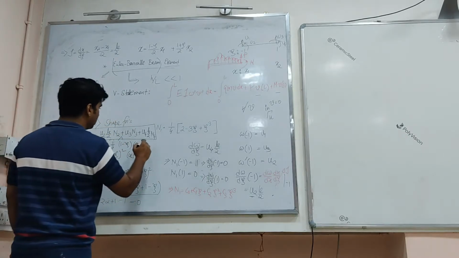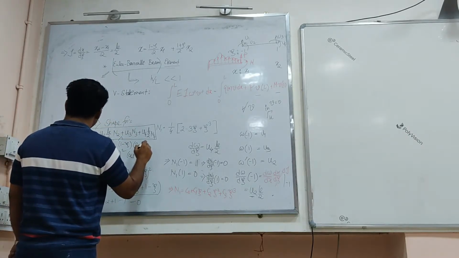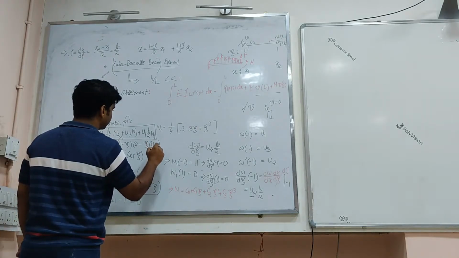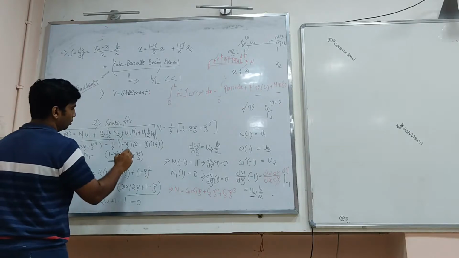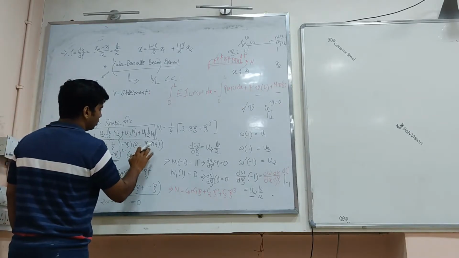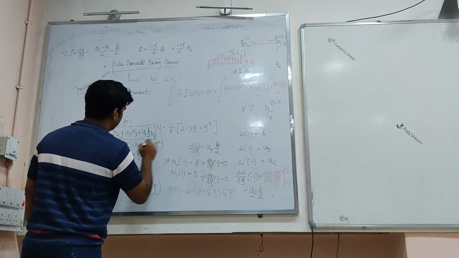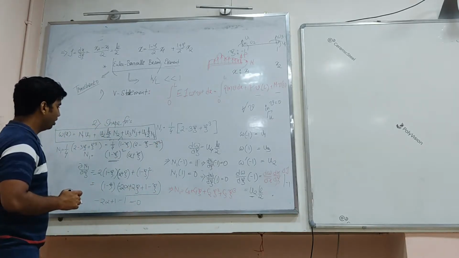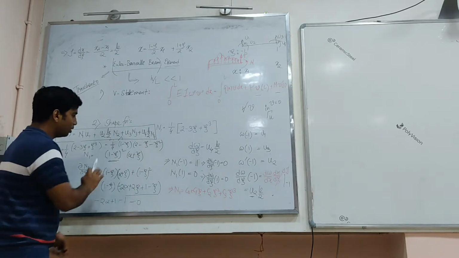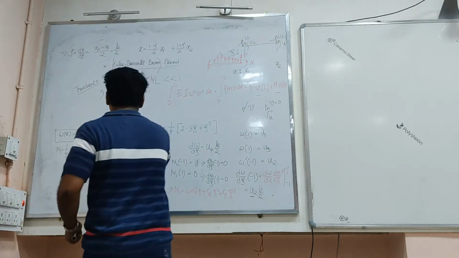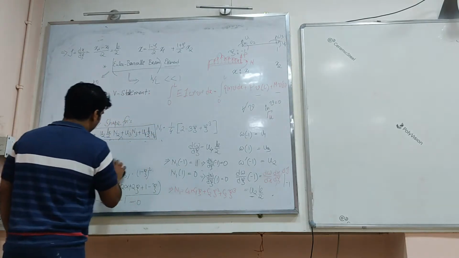2 minus xi times 1 plus xi. So 2 minus xi minus xi squared. Sorry. So I don't think this is the correct way. You can simply satisfy the boundary conditions, and that way you can get the expressions.